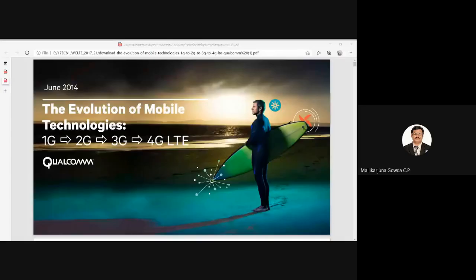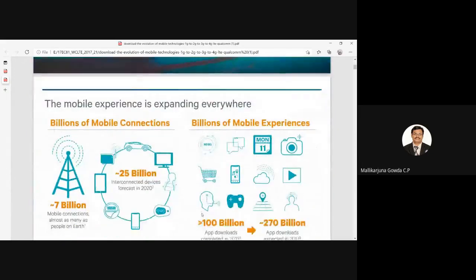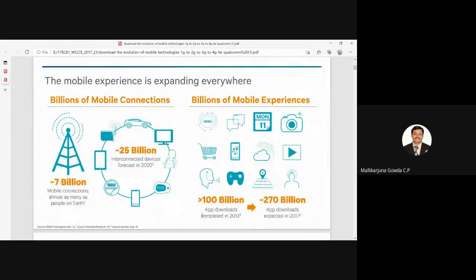Hope you are able to see my slide now. The evolution of mobile technologies, from 1G to 4G, which I have taken from Qualcomm. Just have a look for a minute and try to interpret what you can observe from this slide. I will ask randomly.